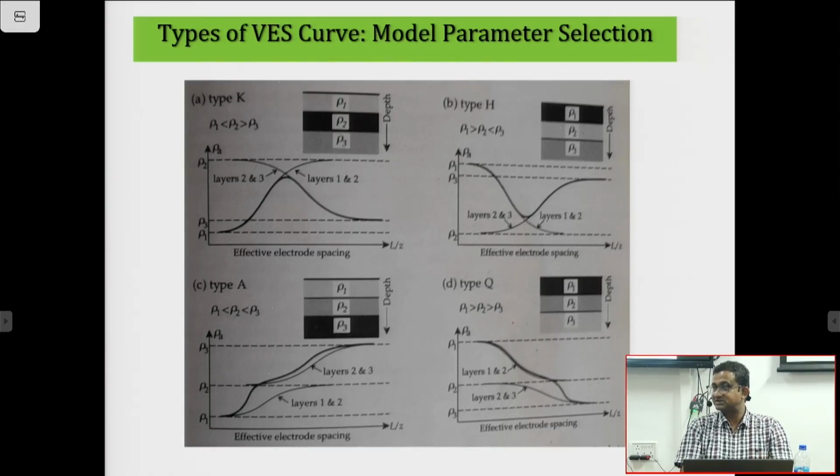How to see that: if it is an H-type curve, then your first guess should be that rho 1, the first layer resistivity, should be higher than rho 2. So whatever you take as the guess should be accordingly. Then only you will get some first guess of what the observations look like through the computation. This is a theoretical curve generated by the masters. Some curves can be generated based on the equations.